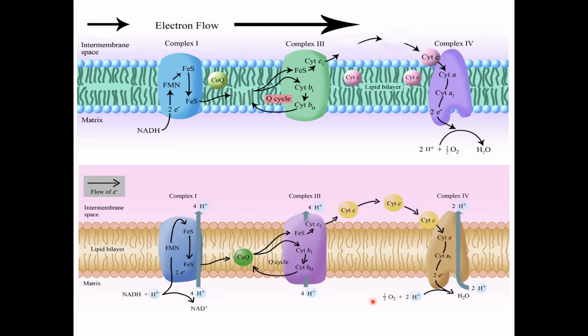So I also told you I'll bring up complex 2. Complex 2 is going to get its electron from FADH2, and it's still going to interact with coenzyme Q the same way. The only difference is that complex 2 is accepting electrons from FADH2.